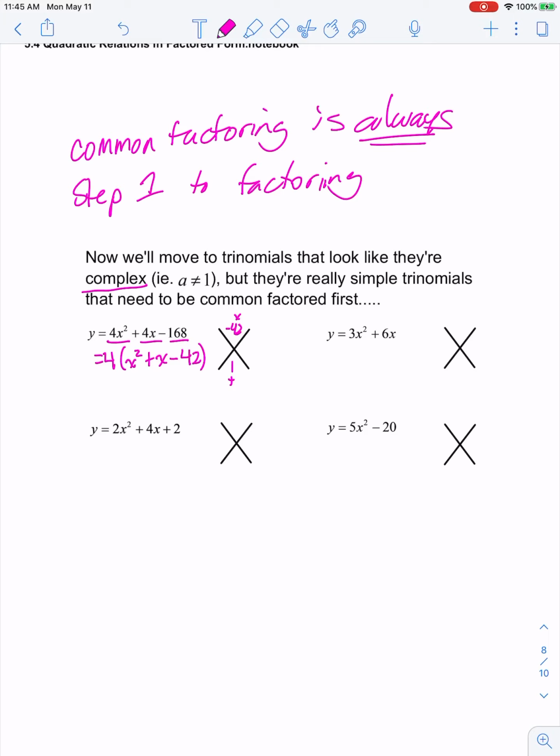Okay, so we've got 1 and 42, 2 and 21, 3 and 14. 4 doesn't go into 42, 5 doesn't go into 42, 6 does, 6 and 7. And we're done. We want a pair that's going to add to give us 1. That's going to have to be 6 and 7. It's a negative 42, which means we're going to need positive 7 and negative 6.